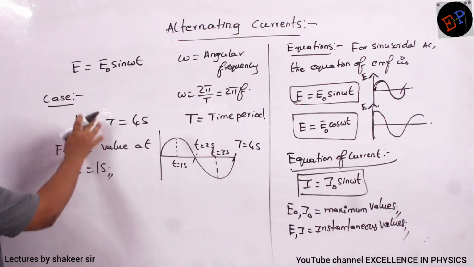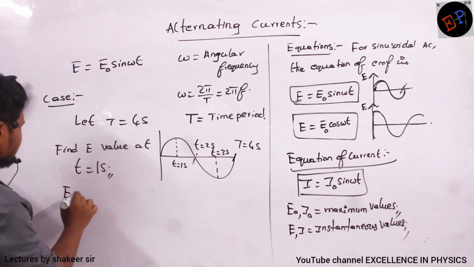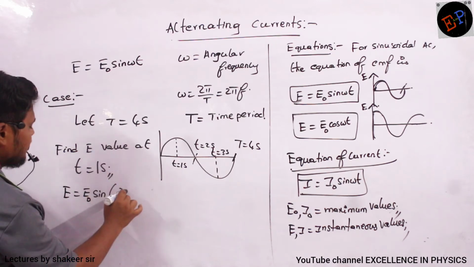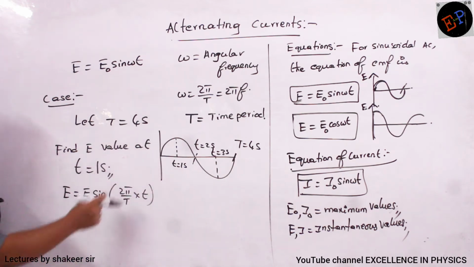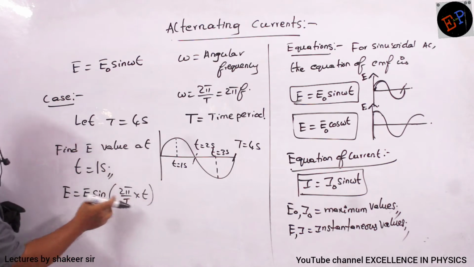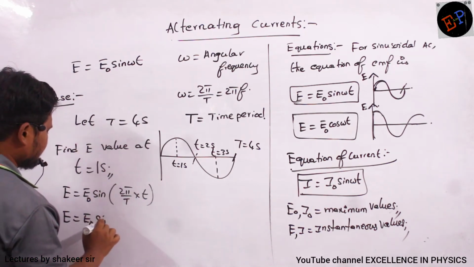So just take these values and substitute in this equation. See what we will get. E is equal to E naught sin. Instead of omega, I can write 2 pi by capital T multiplied by small t. I can write like this also, no? Instant of time is already present. Substitute these values. So E is equal to E naught sin, clear, ma?